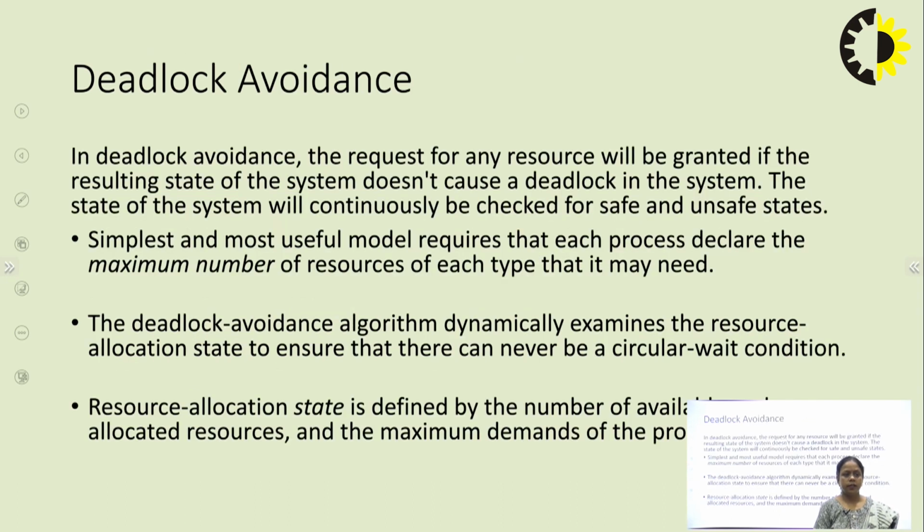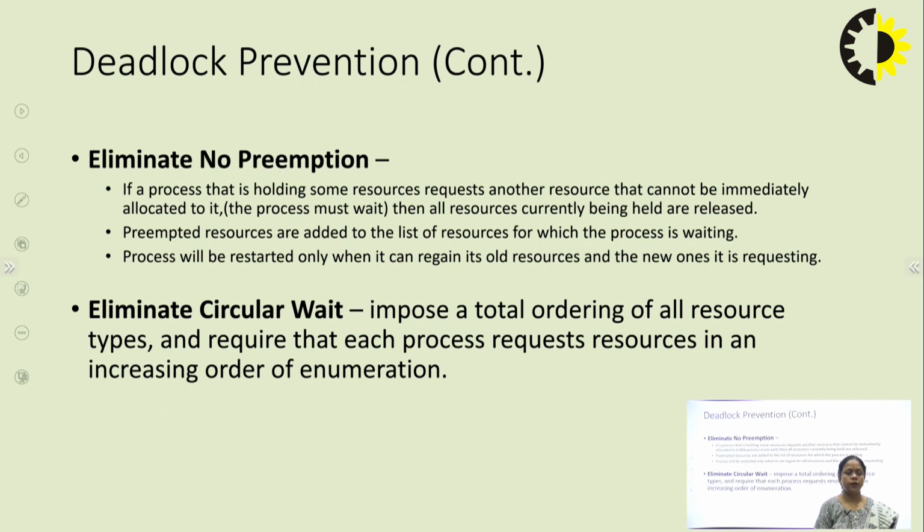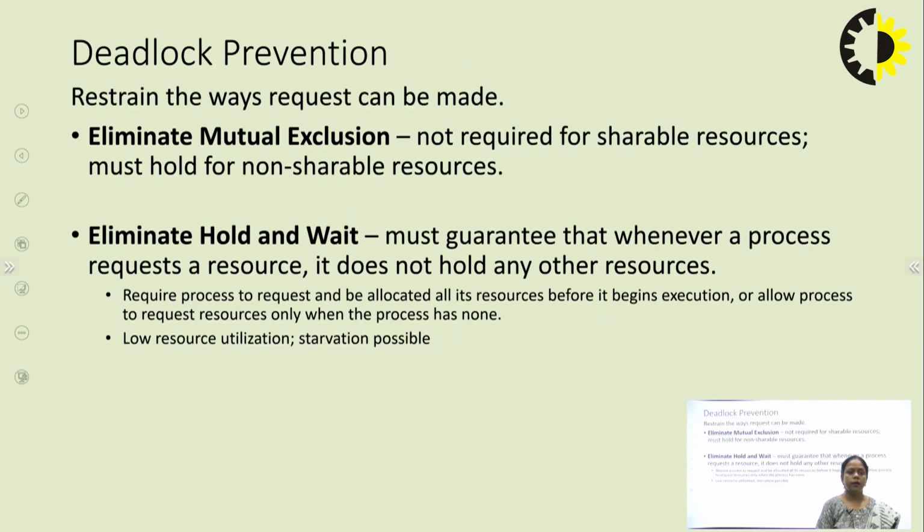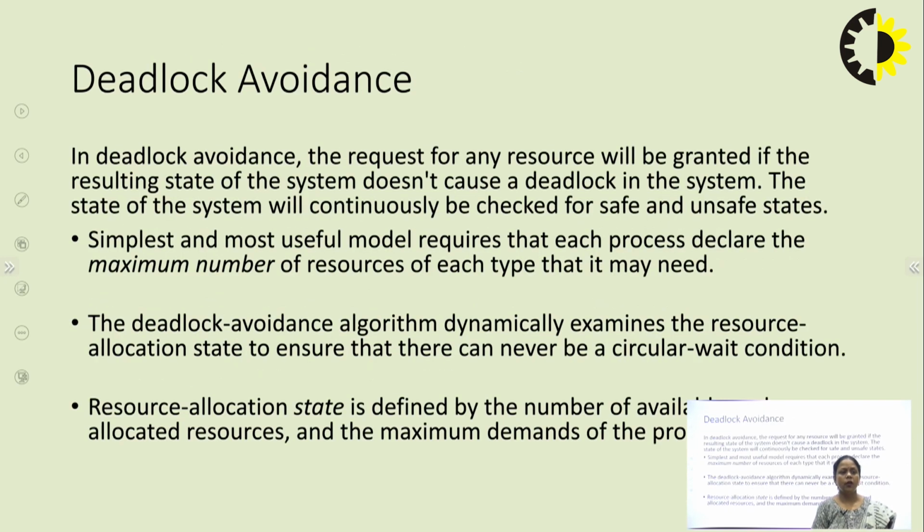Now, so these are the 4 points for the prevention. By this method, we can prevent deadlock. We are trying here to prevent deadlock by falsifying these conditions which are required for the deadlock. And the next is deadlock avoidance.